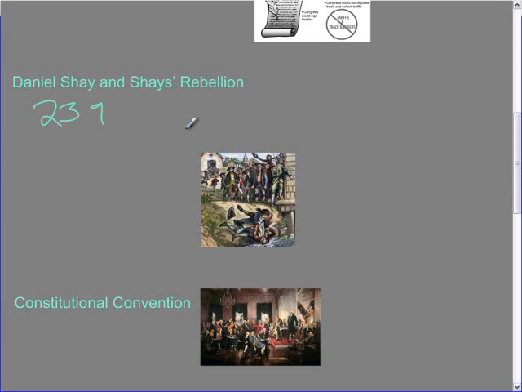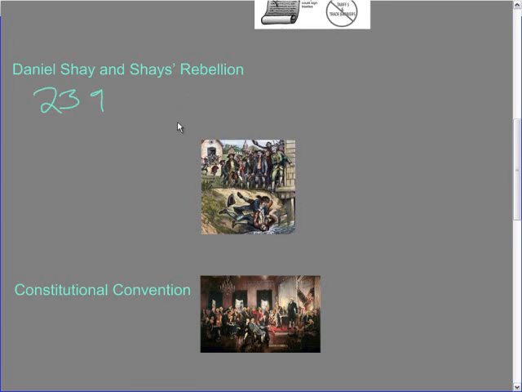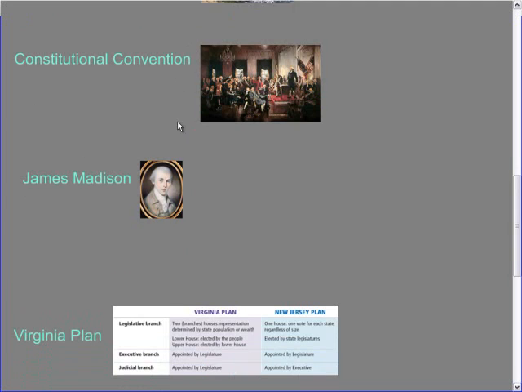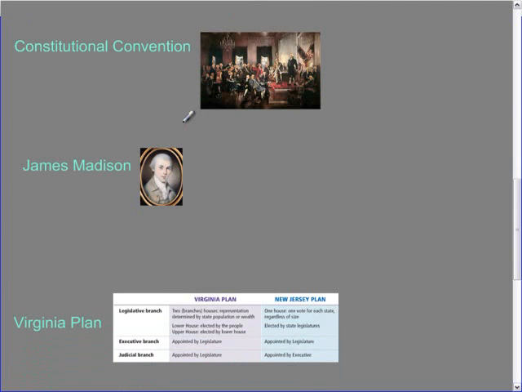We want the national government to protect all of the states, and if they can't, it's basically worthless. So because of Shays' Rebellion, it opens people's eyes, and they say, hey, maybe it's time to get rid of the Articles of Confederation. Maybe we sit down and try something new. And that's where James Madison comes in.